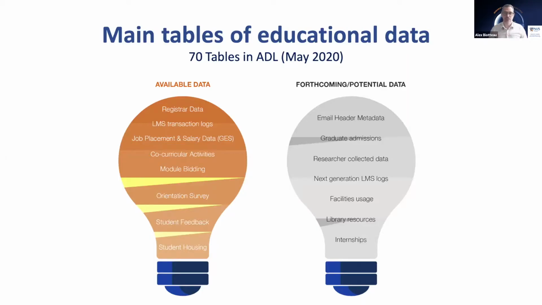The data lake is evolving. It's something that is growing and evolving every month. At the moment, there are 70 tables in the data lake concerning 170,000 students and former students at NUS. As you can see on the left with the orange bubble, we have some information from the registrar, from the LMS, IVLE, and now Luminus, but also some external information from the GES, the Graduate Employment Survey, some other information on co-curricular activities, and so on. And as you can see on the right, with the gray bubble, we're also working on ingesting more information and considering bringing this data set in the data lake.